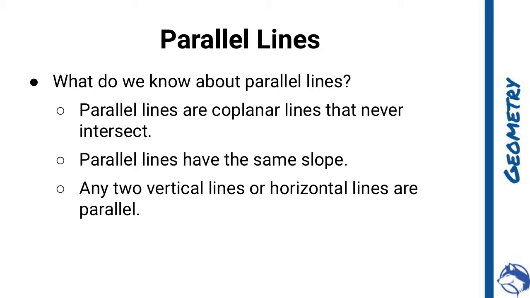So how do we know that lines are parallel? Well, first of all, parallel lines will never intersect. They're coplanar, which means they're in the same plane, but they never touch each other. The reason why they do this is because they have the same slope, which is really important. And any two vertical lines or any two horizontal lines are parallel.